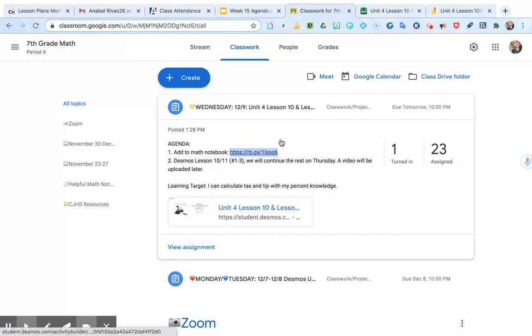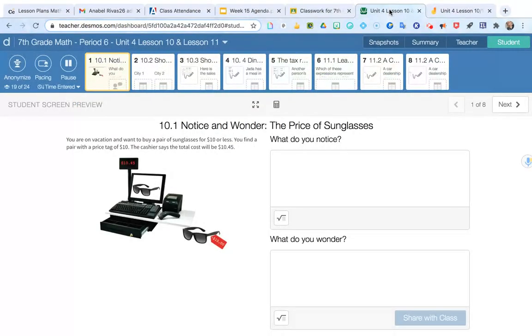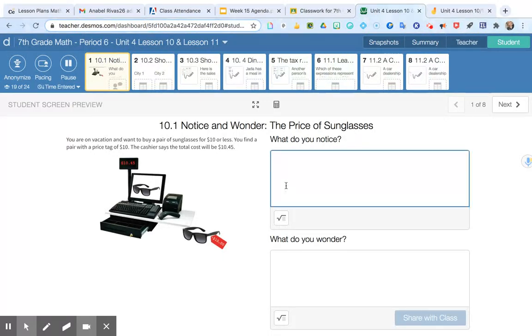All right, if you click on this Desmos link, it will take you to the Desmos, and your name should be on there. You just click Start. It says Notice and Wonder, the price of sunglasses. You are on vacation and you want to buy a pair of sunglasses for $10 or less. You find a pair with a price tag of $10. The cashier says the total cost will be $10.45. So what happened? What did you notice that happened?